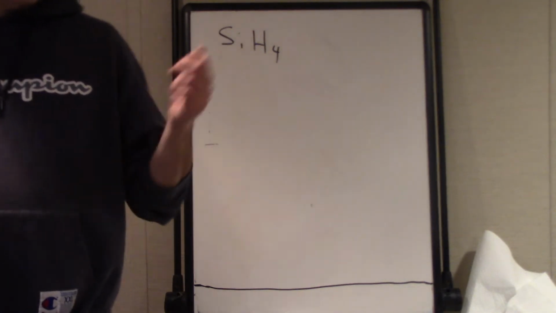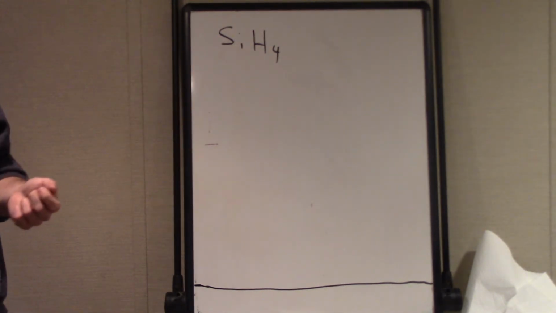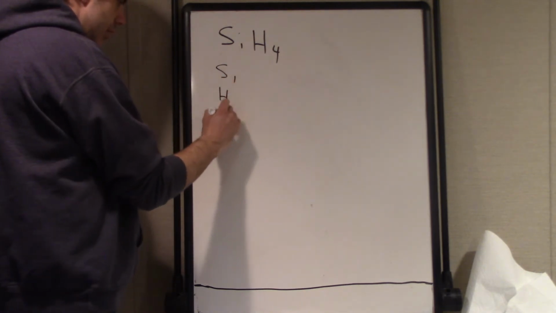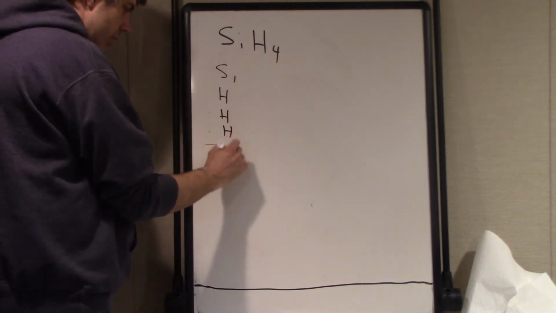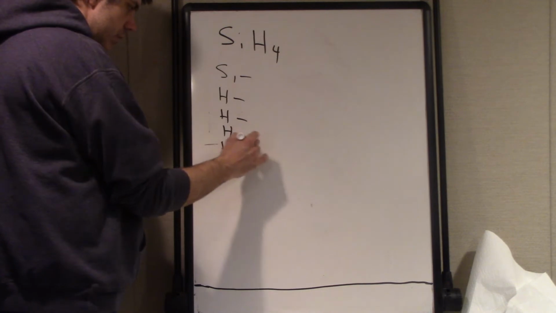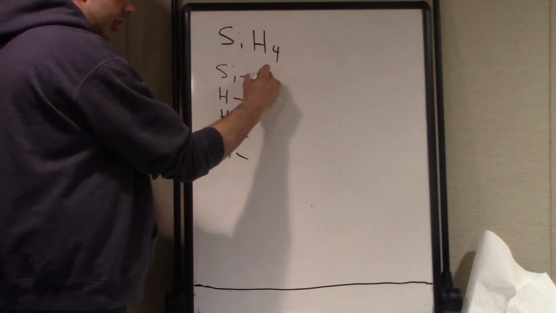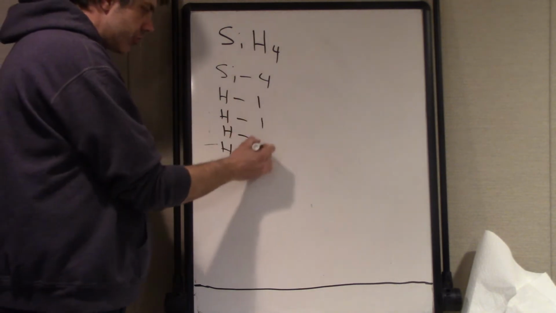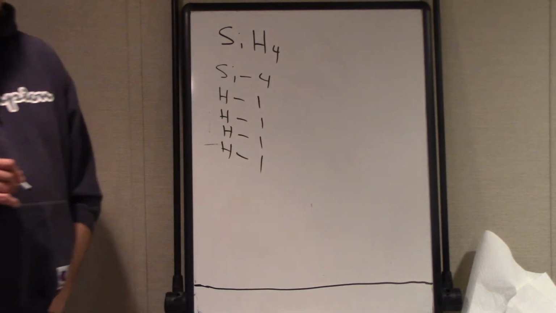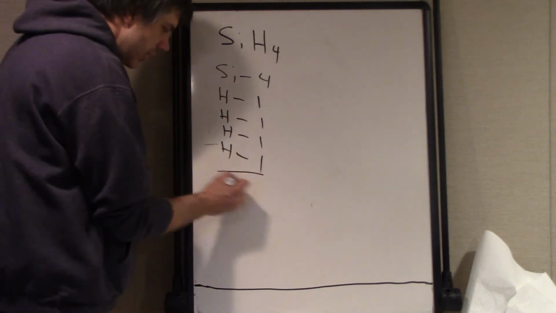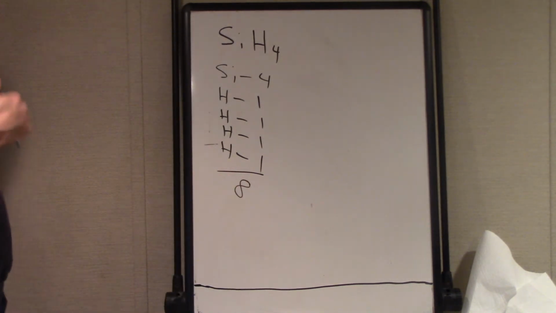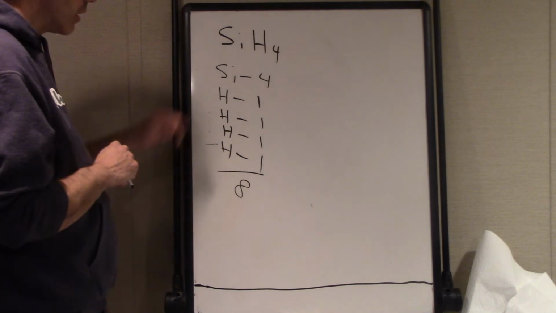Just like before, you have to know how many electrons you're really needing to deal with here. So I have 1 silicon, 4 hydrogens. Silicon comes in group 4A for 4 valence electrons. Hydrogen comes in group 1A for 1 valence electron. My sum total is 8 total electrons that I need to deal with.